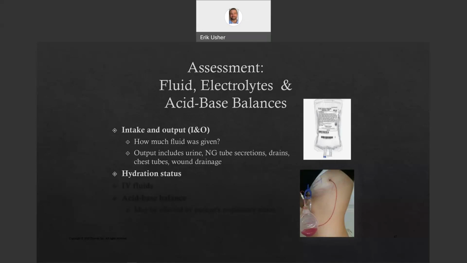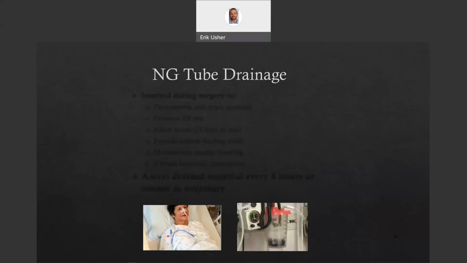What's the hydration status of the patient? What's their skin turgor like? What are their mucous membranes like? What's their blood pressure and heart rate? IV fluids, do they have any? Are they going? How much is going in? What's the rate? And their acid-base balance. It may be affected by the patient's respiratory status, which we spoke about earlier. Hypoventilation, it could be acidotic. If they're hyperventilating, it could be alkalotic.